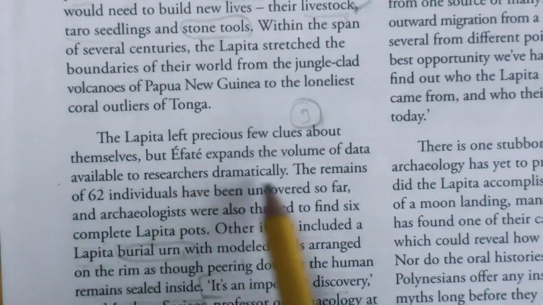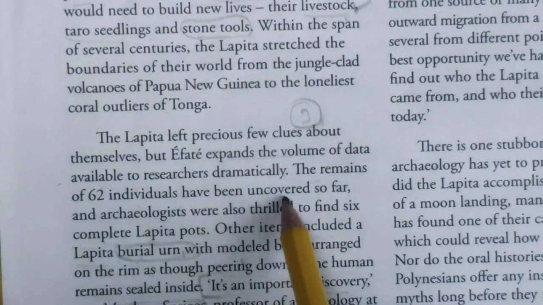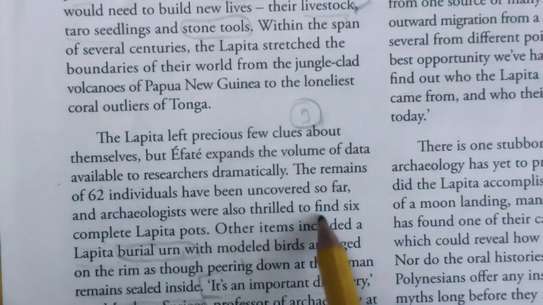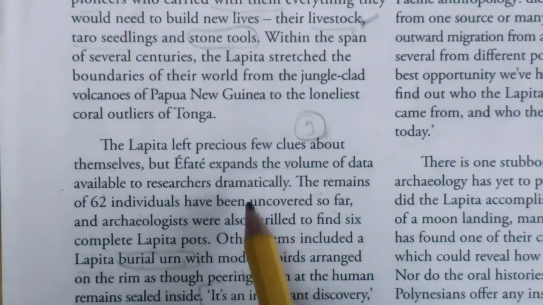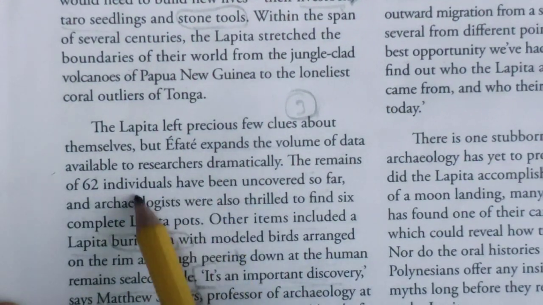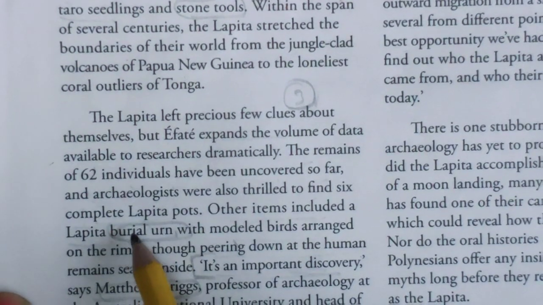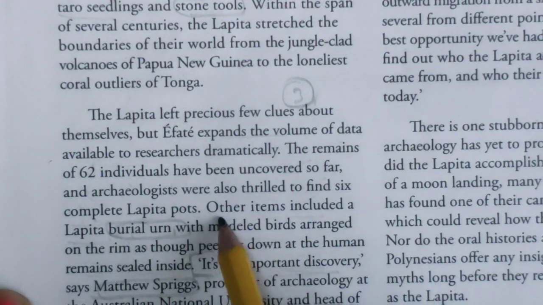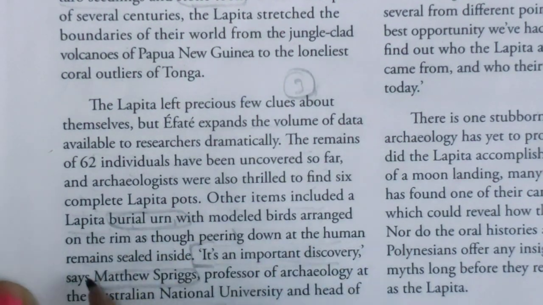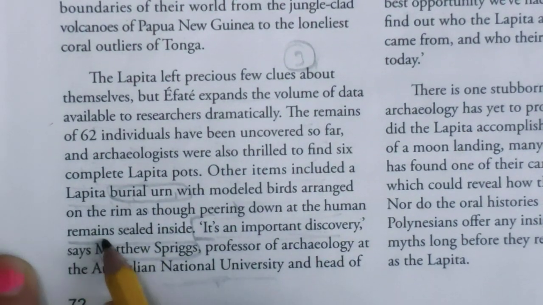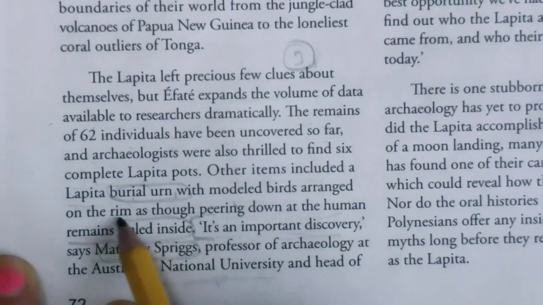Expand the volume of data. The remains of 26 or so archaeologists find. So they are saying that remains of the persons, and what the persons remain would be bones only. A bones word is also there. Items included, peering down the remains. Yes, again, remains sealed inside.